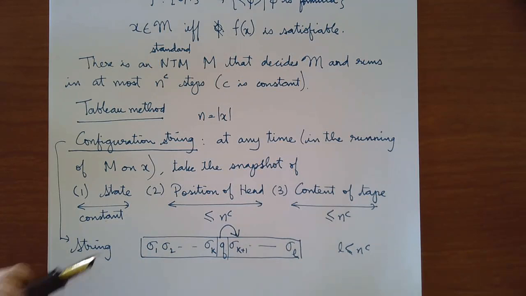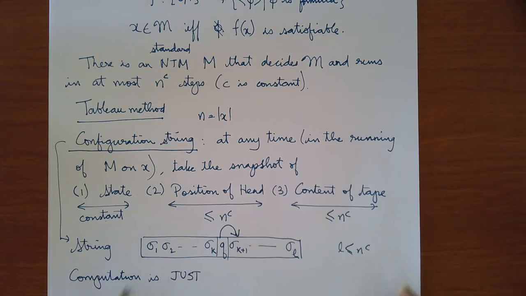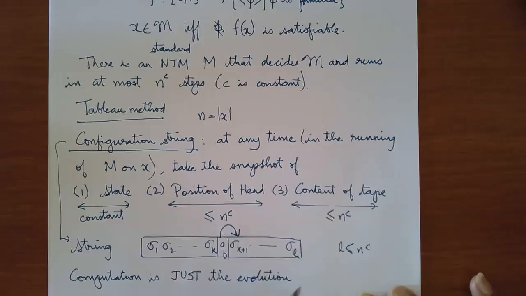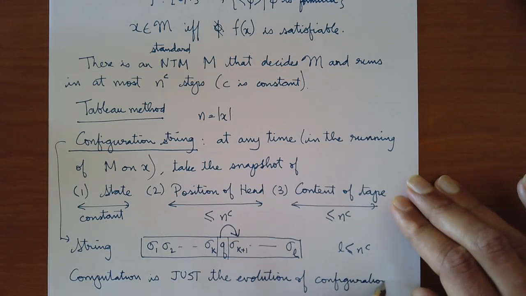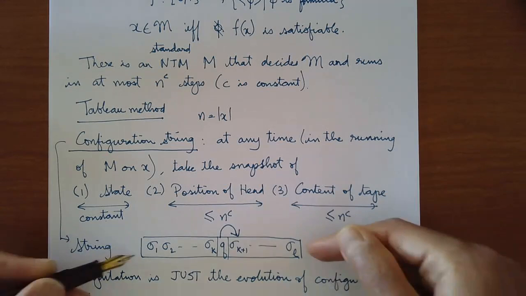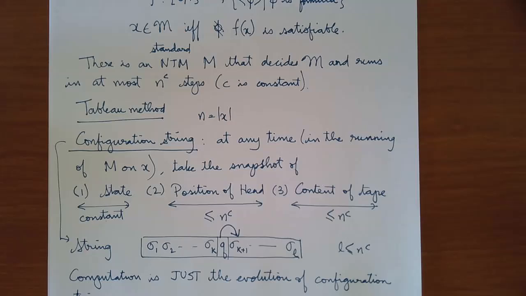What is important is that computation is just the evolution of configuration strings. Essentially, computation is all about how the string evolves over time. In each operation, this configuration string changes, and that change is computation. Any questions about what the configuration string is?